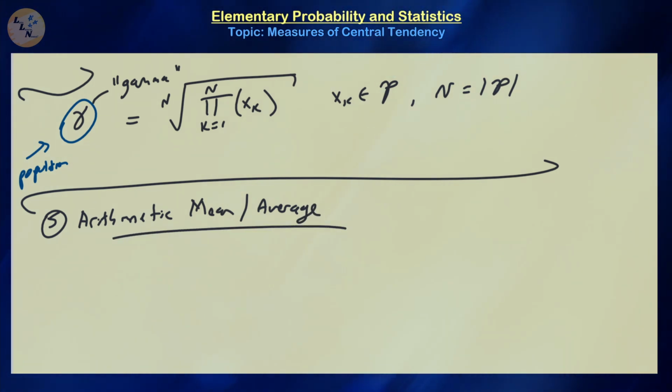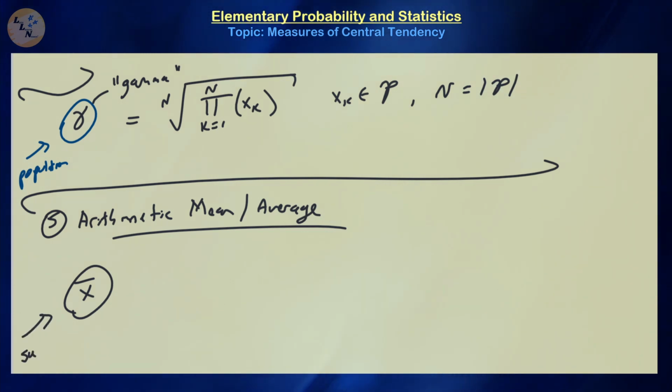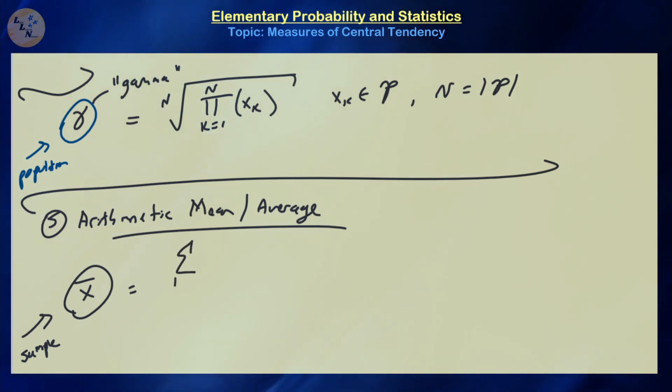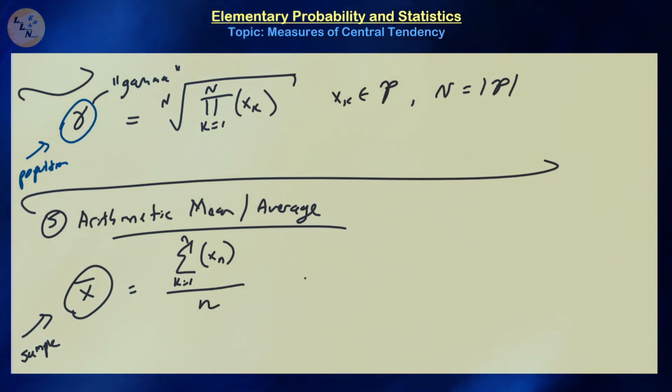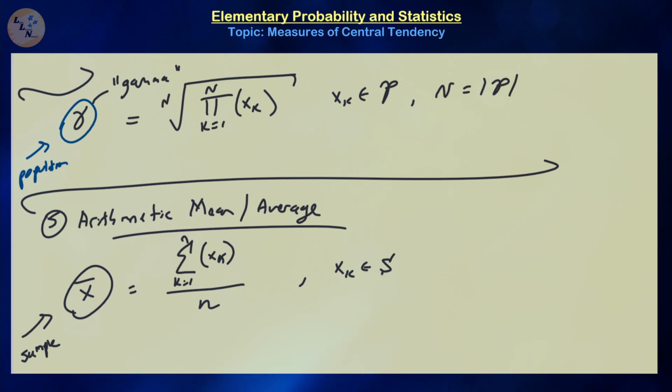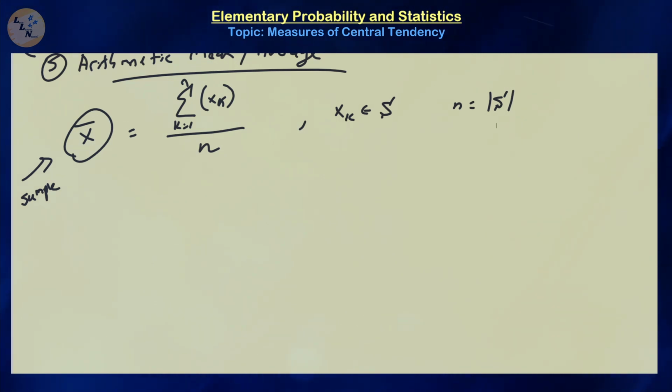So again, for the sample, we're going to be using x bar to represent the sample mean, and that's going to be equal to the sum from k equals 1 to n of all of our values divided by our sample size. Again, that should be xk. So xk are elements belonging to our sample, so x1, x2 down to xn, and little n is just the size of our sample. So remember that fancy sigma notation just means add up all of our values together and then divide by our sample size.